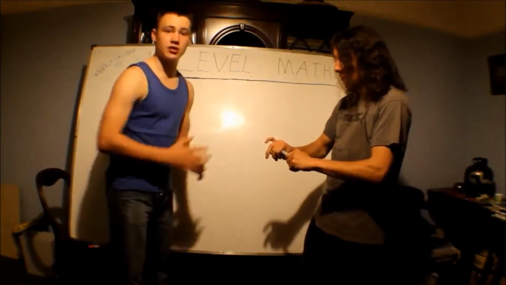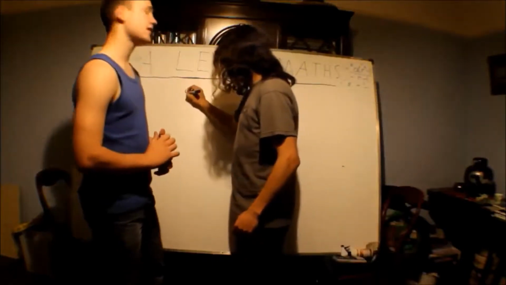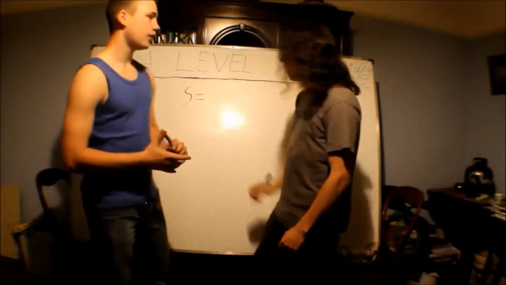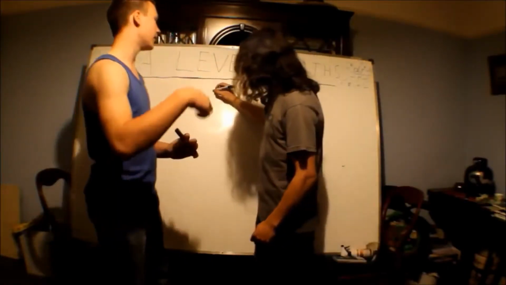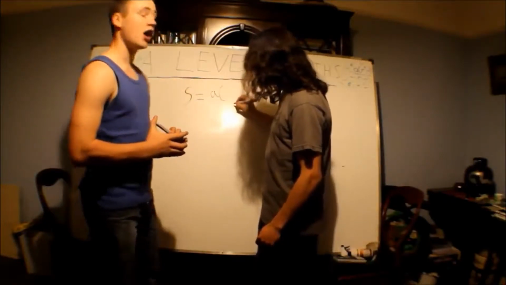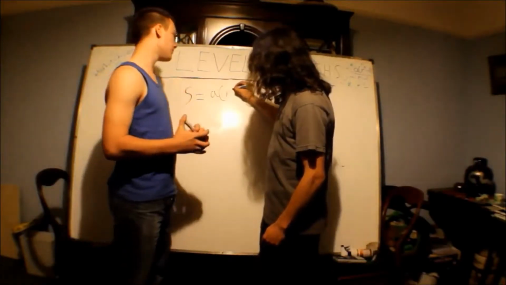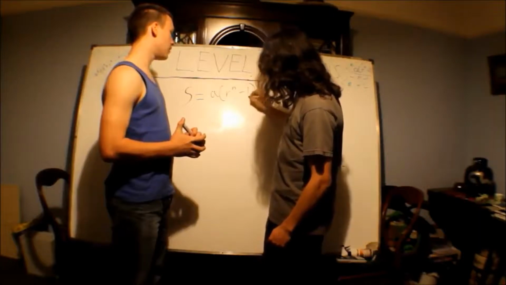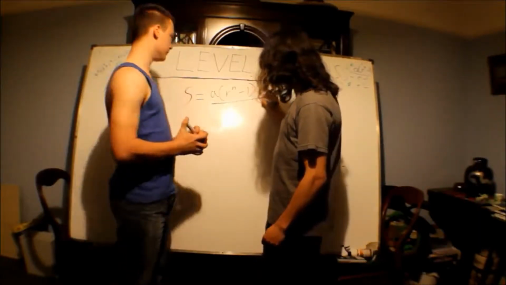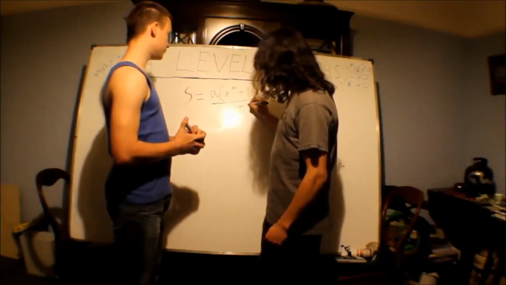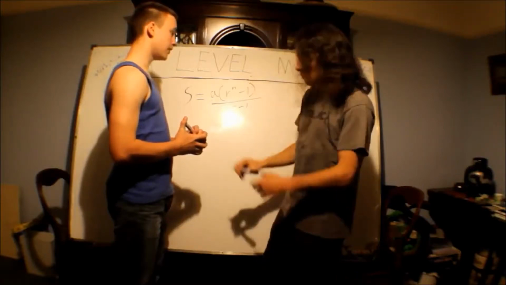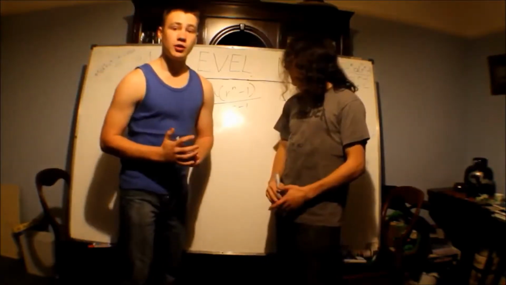If we have S, this means the sum of. S equals A, bracket, R to the power of n minus 1, over R minus 1. Is it all over, like that? Alright. And that's your new formula for the sum.